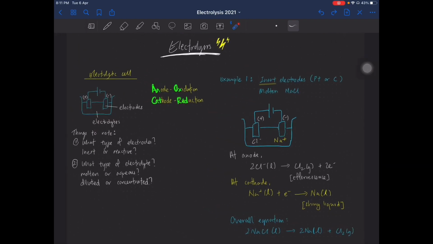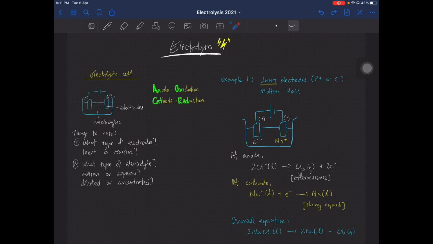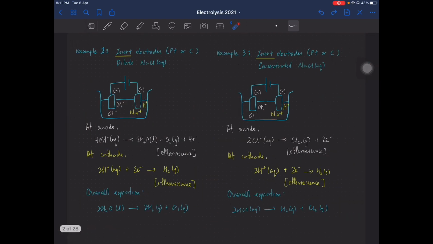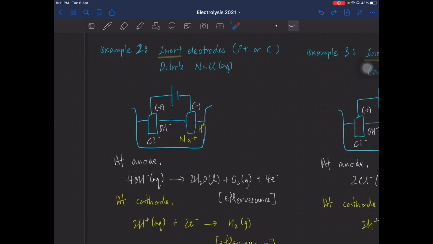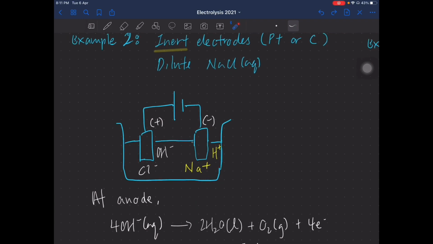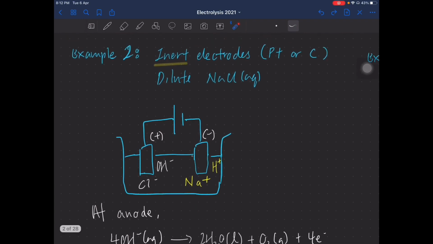Let's take a look at another example. There's a total of 5 examples that we'll go through in this video. For this second example, we are still looking at inert electrodes, so it's still platinum or carbon. Also to highlight that carbon can also be known as graphite electrodes, because graphite is a form of carbon.